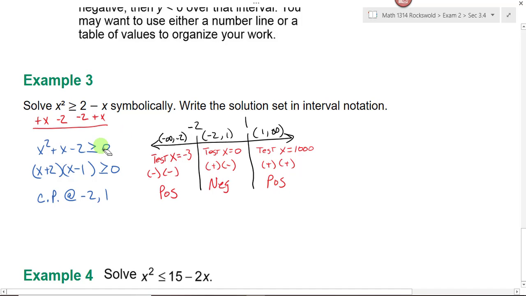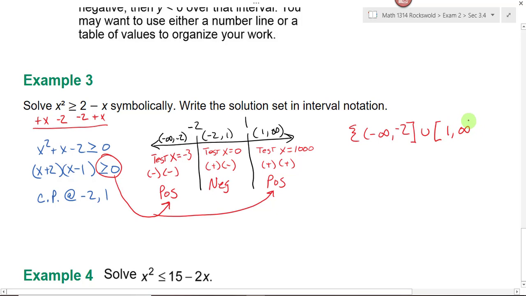Now you look at the sign, or at the inequality. Greater than 0 means positive. So your answer here is going to be the 2 intervals that gave you positive values. So that means that our answer here is going to be the interval that goes from -infinity to -2. Do I put a parenthesis or a bracket? Bracket, union, 1 to infinity.